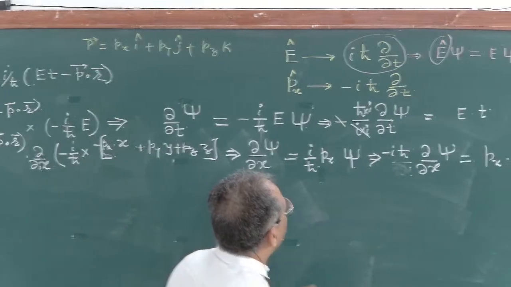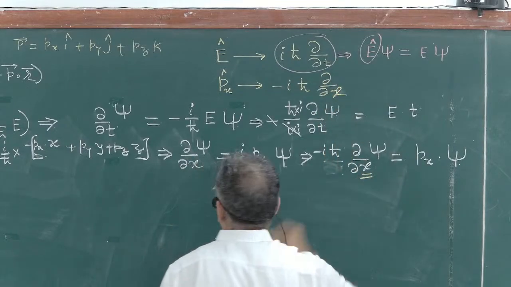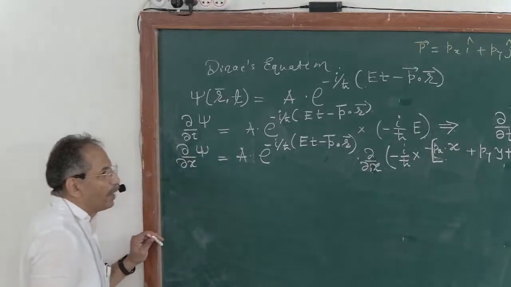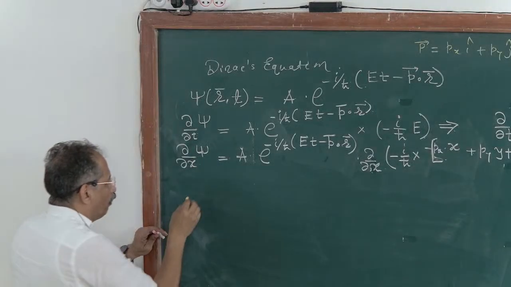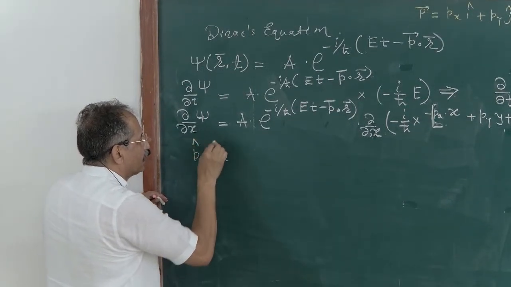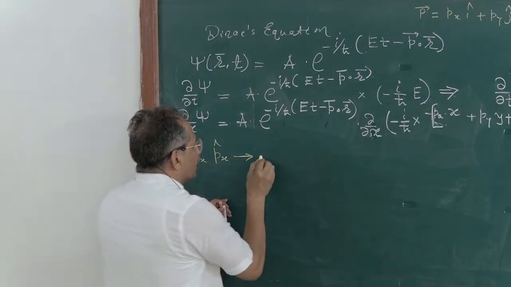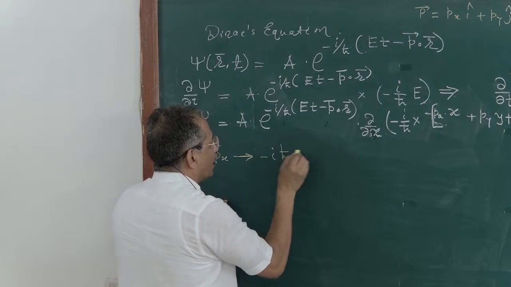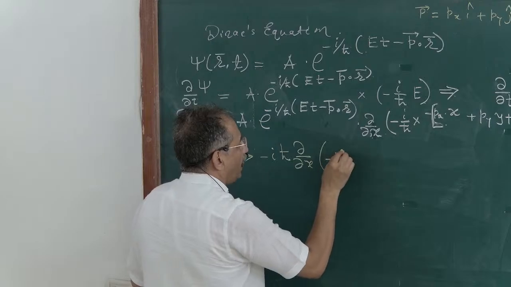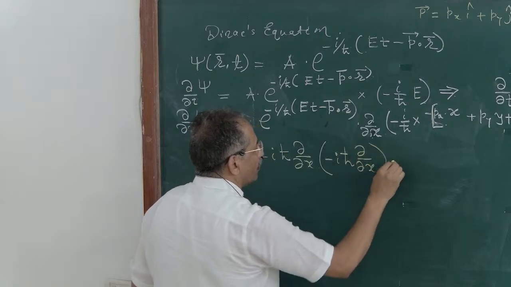I have made a mistake here, it should be x because this is x. Okay. Now I want to write p square. So px hat operated on px hat will lead to minus i h cross partial derivative with respect to x operated on minus i h cross partial derivative with respect to x. So we will try to simplify.